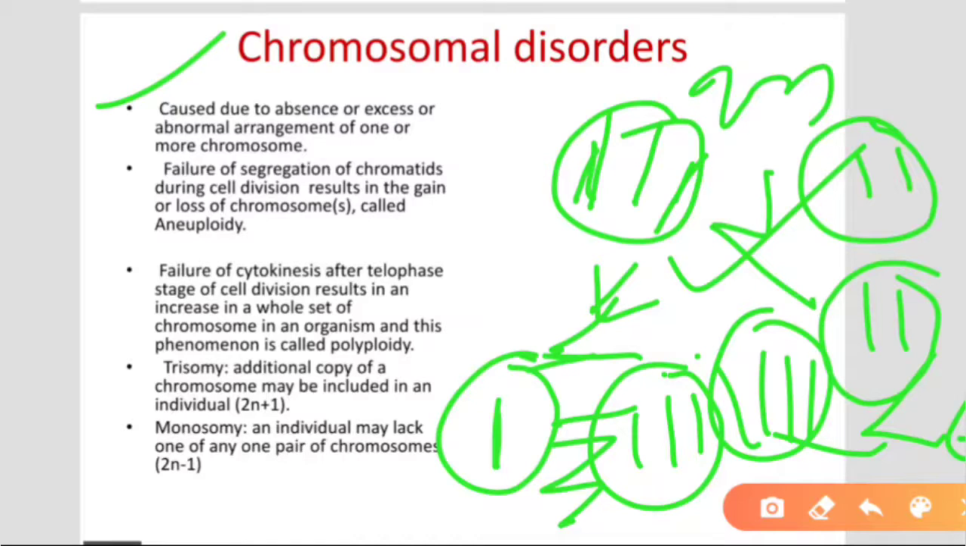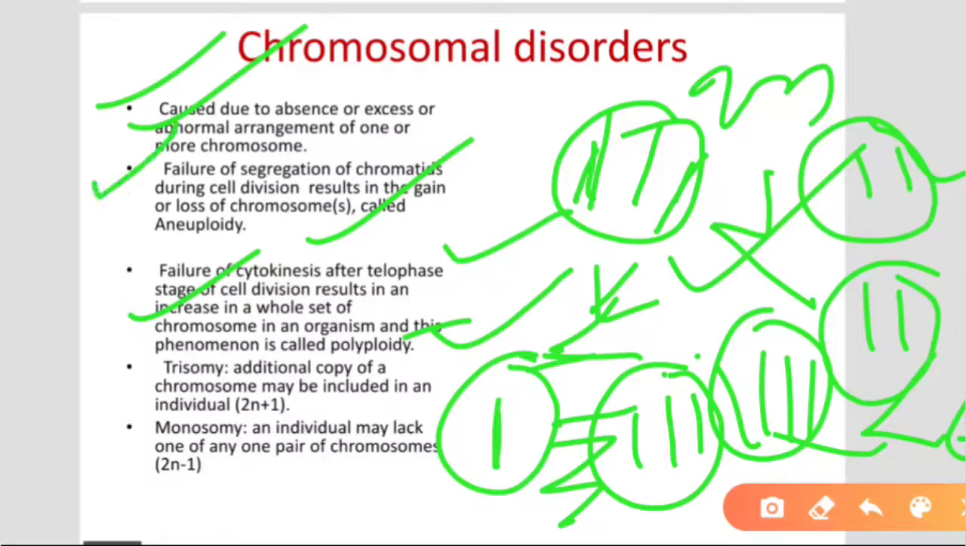The cause is absence or excess or abnormal arrangement of one or more chromosomes. Failure of segregation of chromatids during cell division results in the gain or loss of a chromosome, which is called aneuploidy. Failure of cytokinesis after the telophase stage of cell division results in an increase in the whole set of chromosomes in an organism, and the phenomenon is called polyploidy. If one chromosome increases or decreases, it is called aneuploidy. If the whole set of chromosomes increases or decreases, it is called polyploidy.